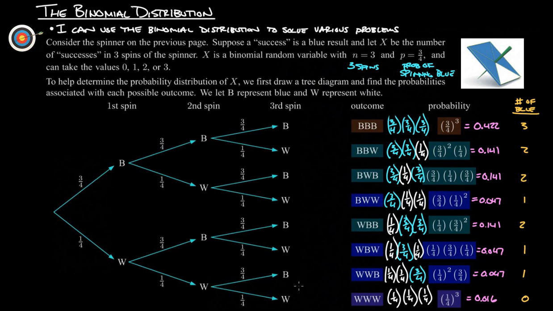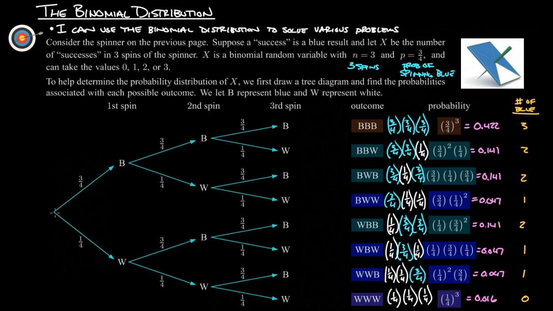The outcome on this branch right here is blue, blue, blue, hence BBB. The probability of that happening is 3/4 times 3/4 times 3/4, which is (3/4) cubed, equals 0.422 if you calculate that out on your calculator. Over here I put just the number of blues. So we had 3 blues, 2 blues here, 2 blues here, 1, 2, and so forth.